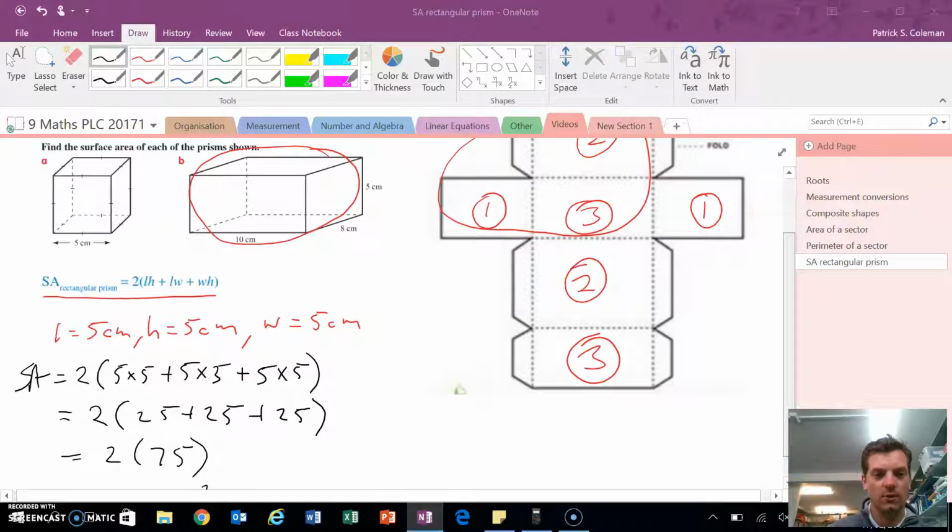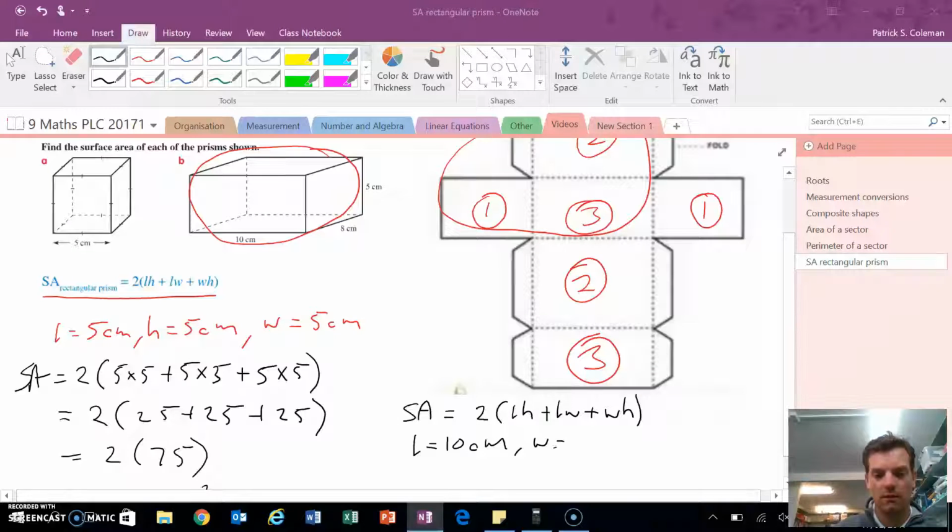Let's have a look at our second one. So we've got the one highlighted there in the red. So first of all, we're going to write our formula. So surface area equals 2 times length by height plus length by width plus width by height. Our length is equal to 10 centimeters. Our width is equal to 8 centimeters. And our height is equal to 5 centimeters.